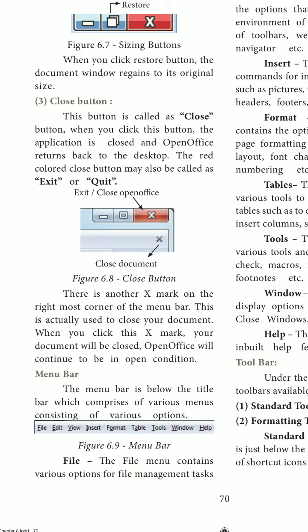But when you exit the entire program, the file will also be closed, and the software will also be exited. Okay, so next is the menu bar. The menu bar consists of File, Edit, and all the menus to work with this application. The most commonly used menus are File, Edit, View, Insert, Format, Table, Tools, Windows, Help, etc.